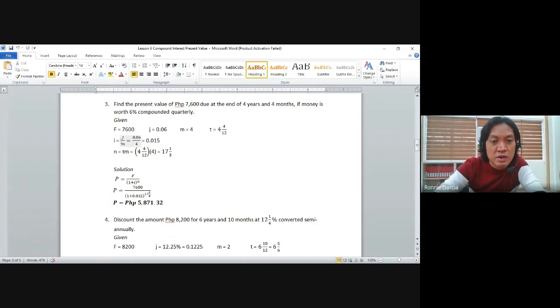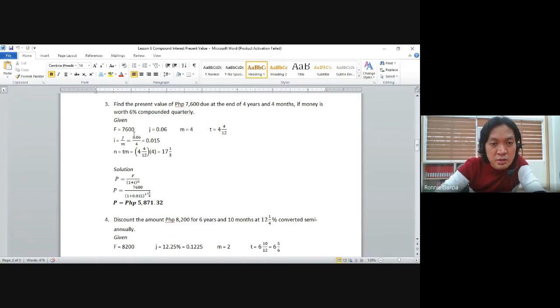So i is equal to j over m, that's why you have this value. n is equal to t times m. Using your calculator, you can also get another value, that's 17 and 1/3, which is another non-terminating and repeating decimal. So it's difficult for us to write the whole value, and we don't have to estimate it also. So we have to use the exact number 17 and 1/3 in our exponent n. And again, let our calculator do the computation.